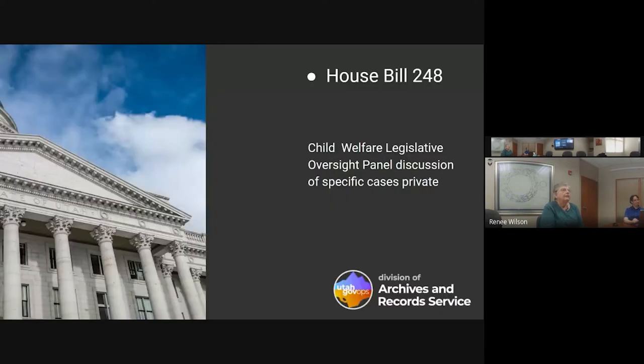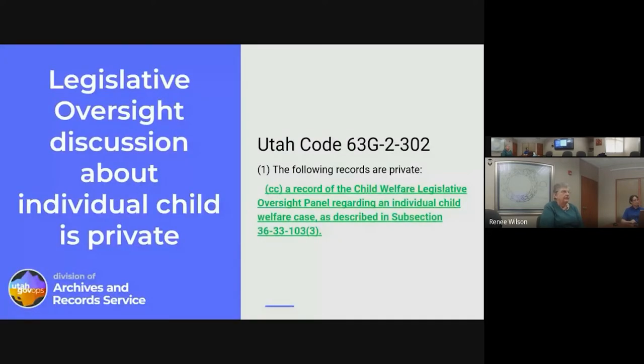There were a couple of additions to the list of private records. So the legislature created a child welfare legislation oversight panel. And this panel is made up of legislators, and they focus on child welfare. But in this specific addition to the list of private records, they specified that a record of the child welfare legislative oversight panel regarding an individual child welfare case is private. So when this committee starts talking about an individual child's case, those records are private.